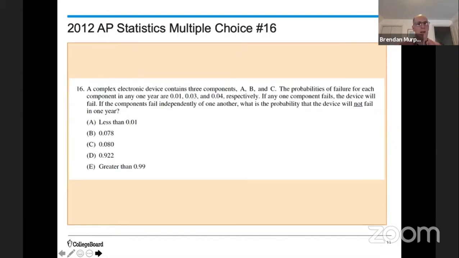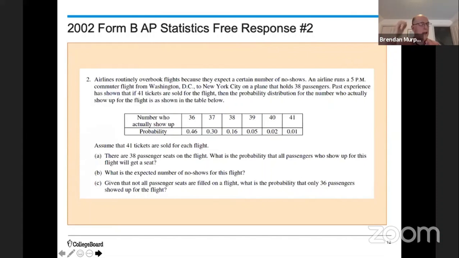Okay, let's see if we can tackle a free response here. This is from the 2002 Form B. We used to call that the international exam. We used to release 2 exams. I wouldn't worry about it, but that's what Form B means. This is free response number 2.